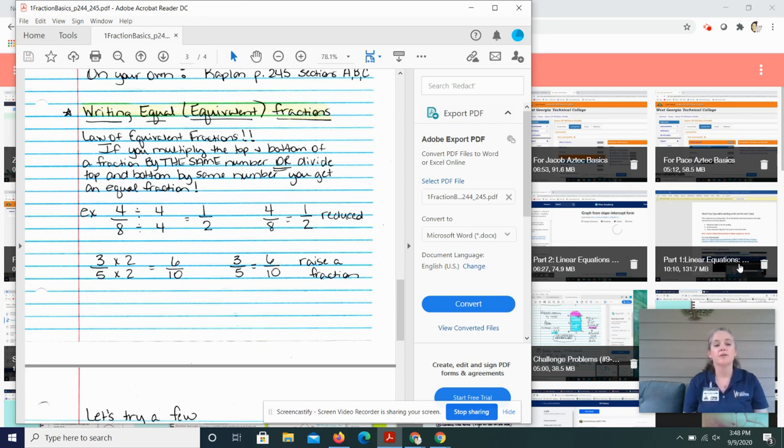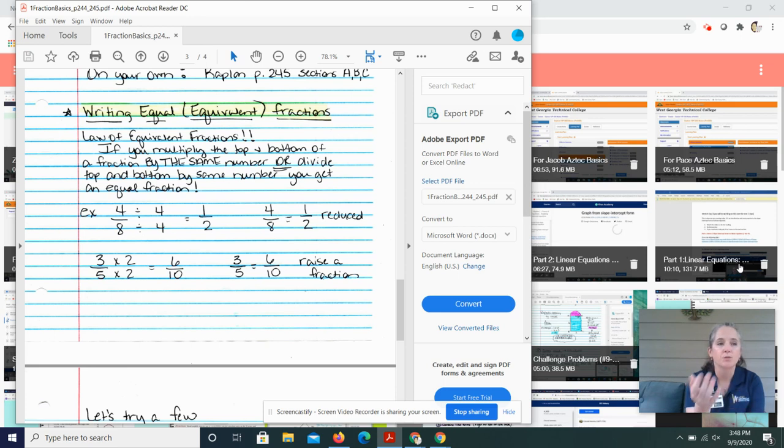So when we talk about the law of equivalent fractions, all that says is that if you multiply the top and the bottom of a fraction by the same number, it has to be the same number, or if you divide the top and the bottom of a fraction by the same number, you're going to get an equal fraction. And we will use this later in different things.